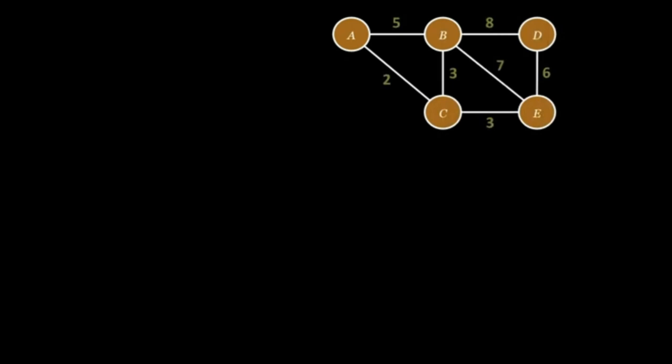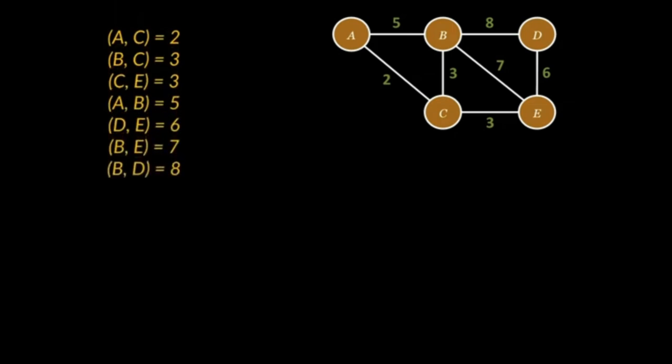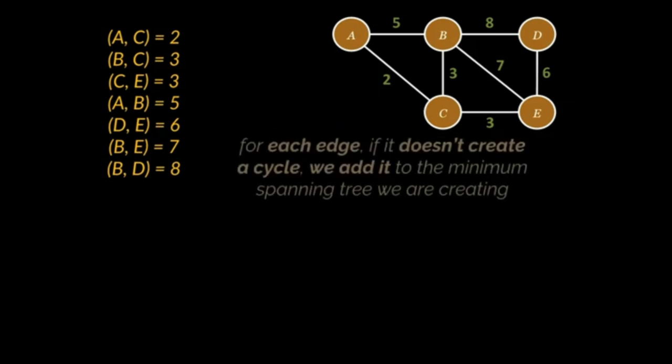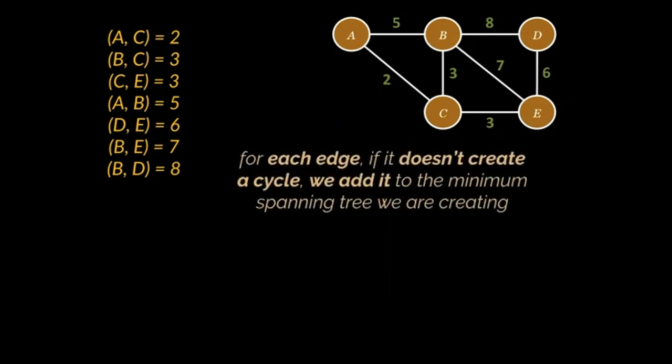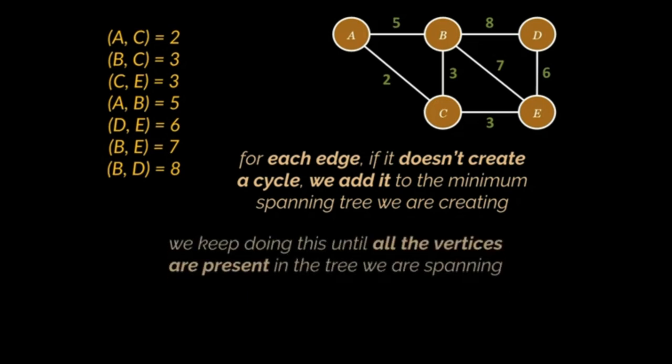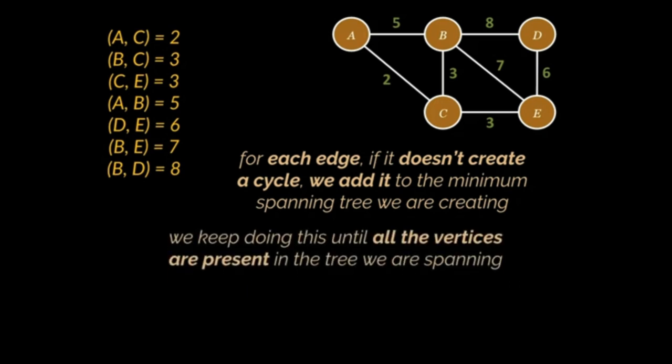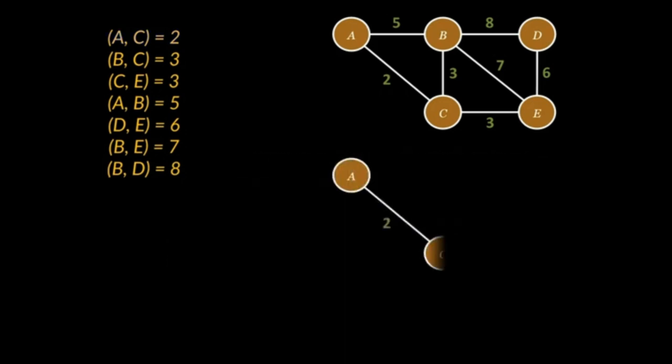Now moving on to the second example, consider this graph, and these are the weights mentioned between two nodes. For each edge, if it does not create a cycle, we add it to the minimum spanning tree we are creating. We know this rule from previous examples also. We keep doing this until all the vertices are present in the tree we are spanning. Exactly.